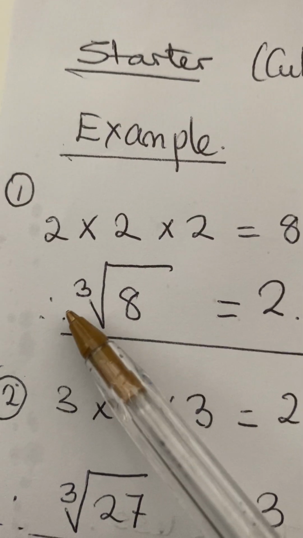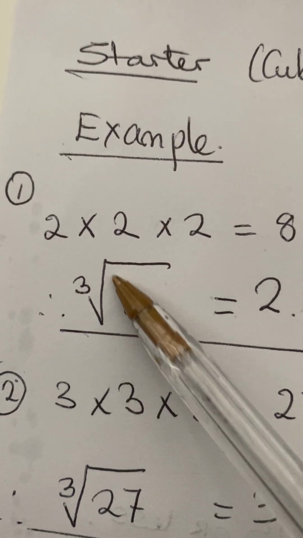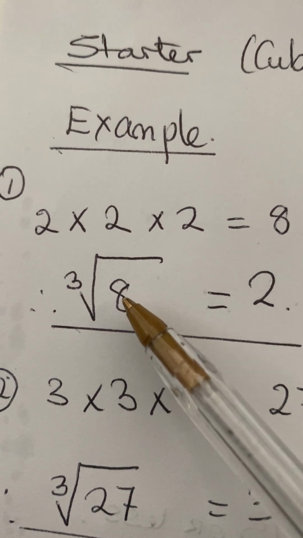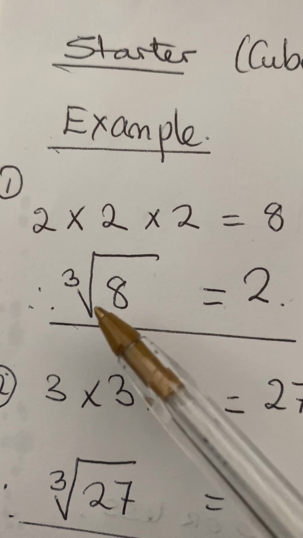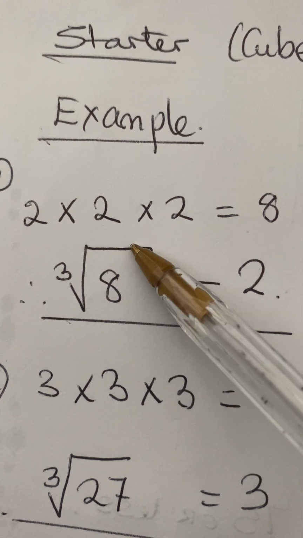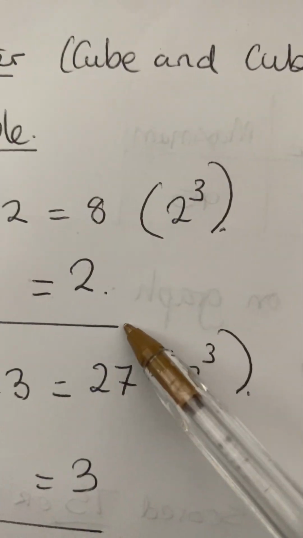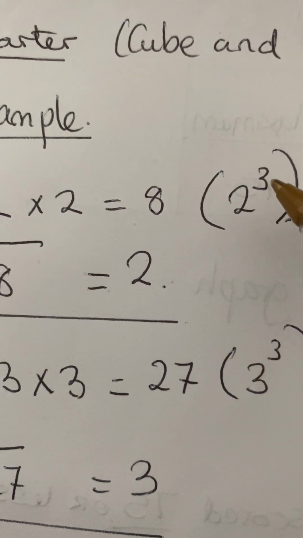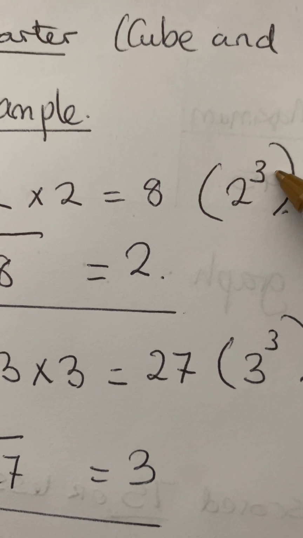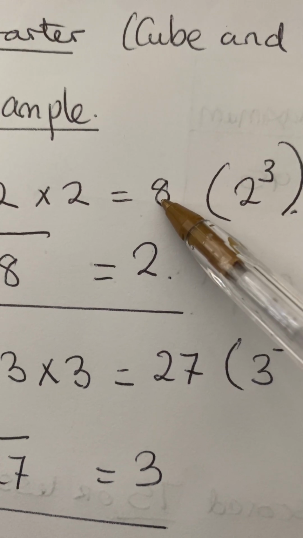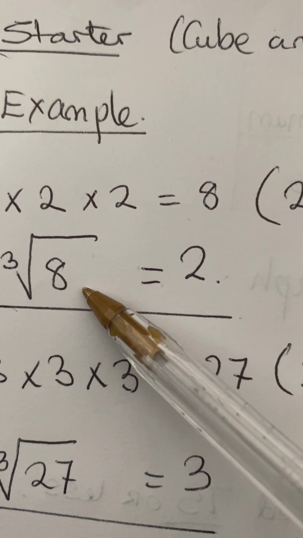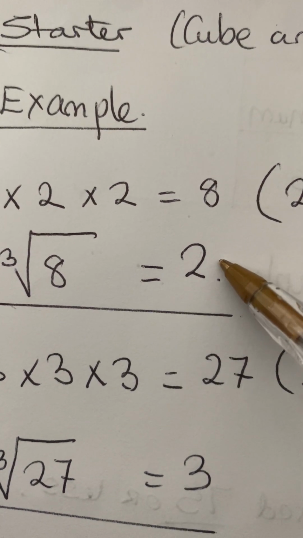So the cube root, this is the symbol. We did some mathematical symbols. Then the cube root of 8 is 2, that is 2 to the power 3 equals 8. So the cube root of 8 equals 2.